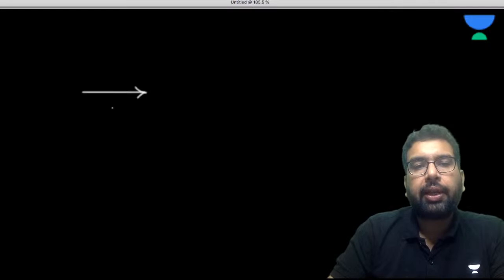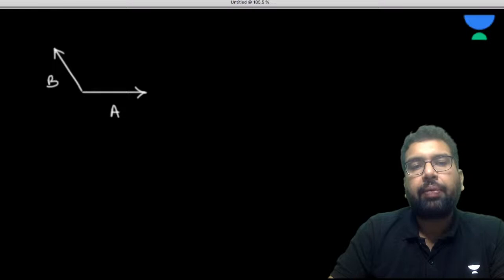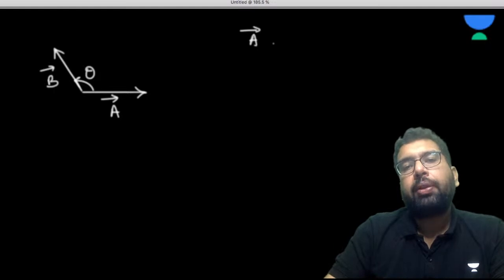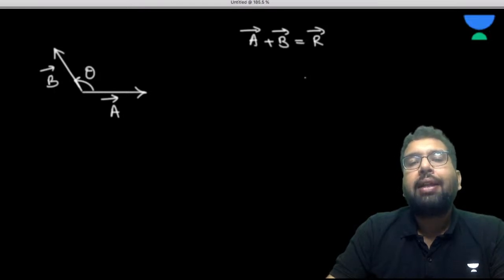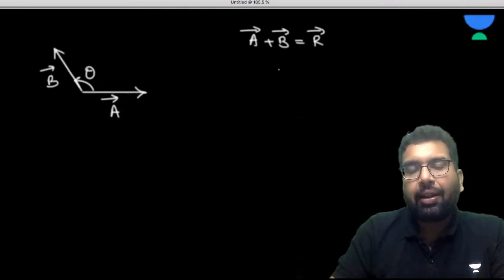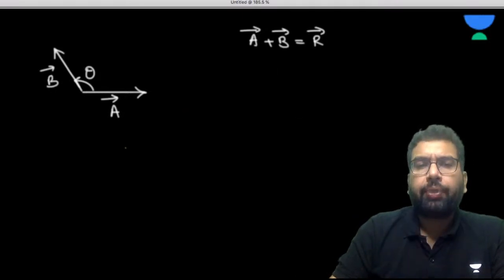Now, if there are two vectors, let's suppose this is A vector and this is B vector, and let's suppose this angle is theta. How are you going to find the resultant of it? I want A vector plus B vector is equal to, let's suppose, R vector. I want the direction and the magnitude of R vector. How are you going to do it from the triangle law? I'll tell you, very simple.